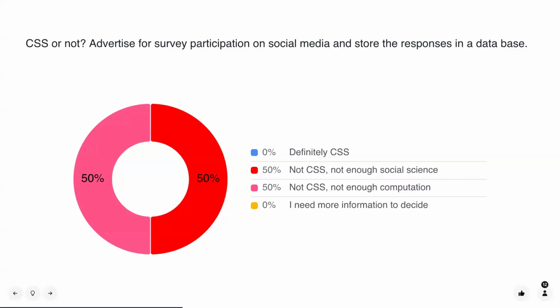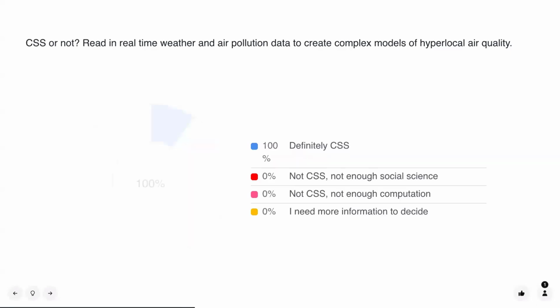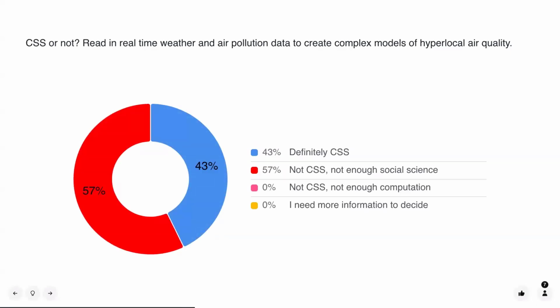Let's move on to our second to last project here. So if you're feeling a bit questioned out, don't worry, we're going to be done soon. So this example looks at reading in real-time weather and air pollution data to create complex models of hyperlocal air quality. Okay, so currently it looks like the majority are saying that this is not a computational social science project due to a lack of a social science focus.